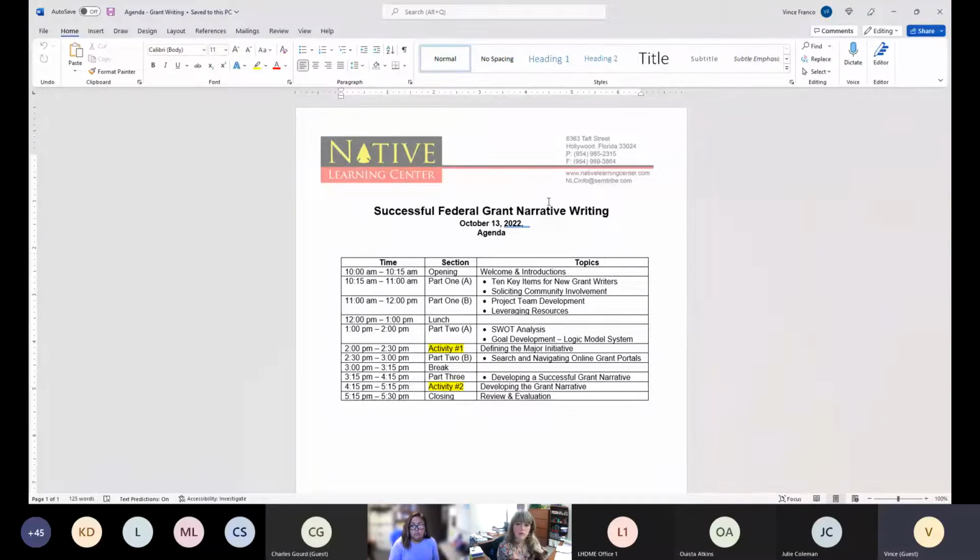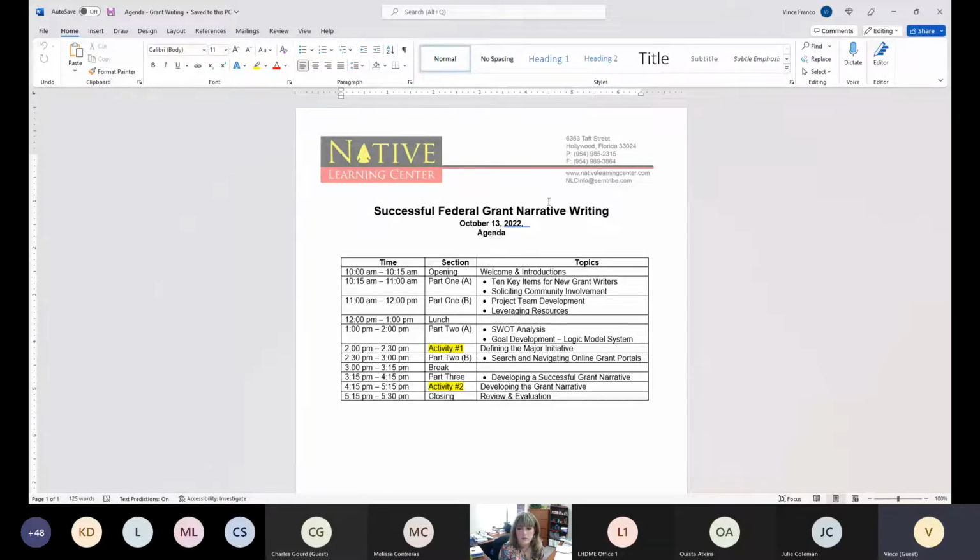and then I'll also talk about, in that same section, late morning, leveraging resources. And that could be anything from cost share, where the tribe puts in a certain percentage of money towards the grant, or it could be the use of equipment or other resources that are available within the tribe, or available through other relationships that you have, other partnerships that may exist with other organizations.